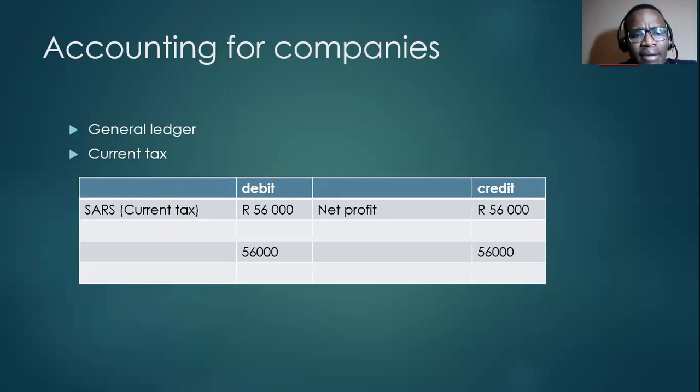Then in the general ledger, once the general entry has been processed, the accounting system is going to process this general ledger. It's going to say debit your current tax, and the account that is being debited is going to be SARS current tax, right? Then because current tax is a nominal account, it affects your net profit, so it's going to be taken to net profit. It doesn't have a closing balance, right?